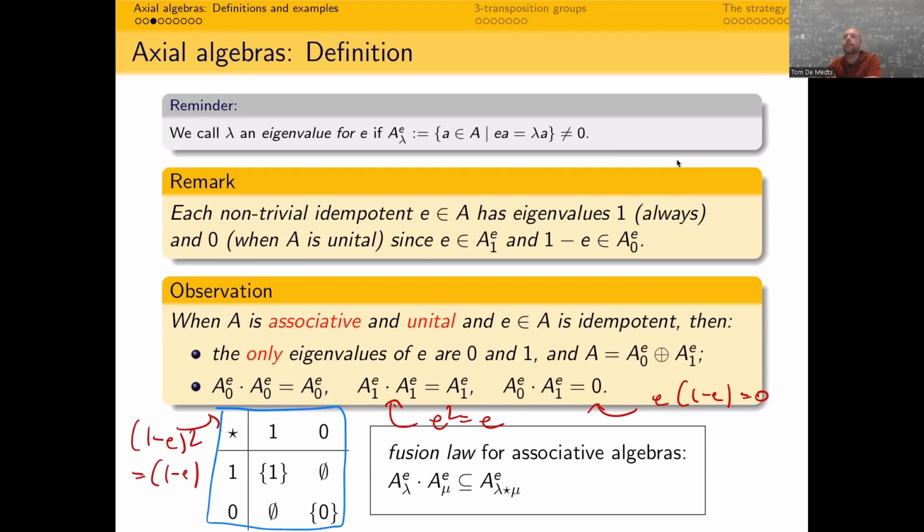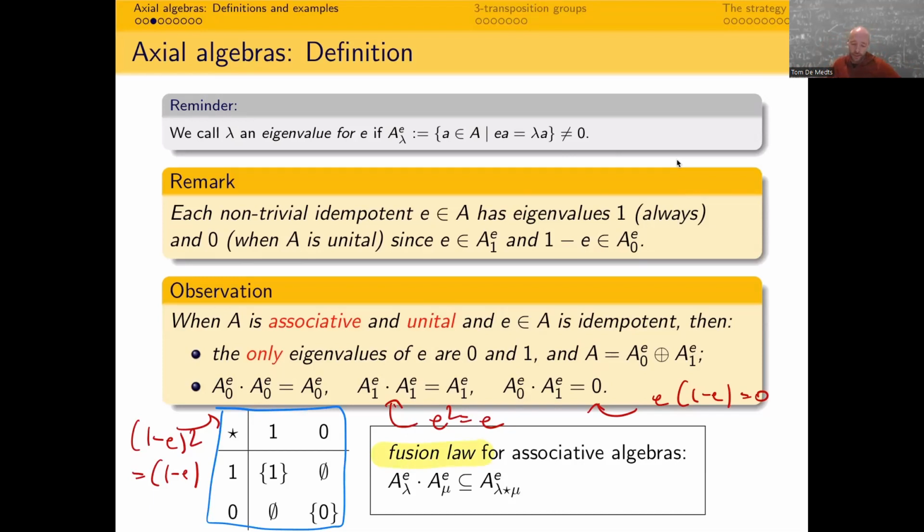It's quite elegant, and it contains a lot of information about how these different subspaces actually multiply together. And that's what we call a fusion law. So the notion of fusion law is really important for us. And that's what we will take to the non-associative setting now, where it will become much more interesting.